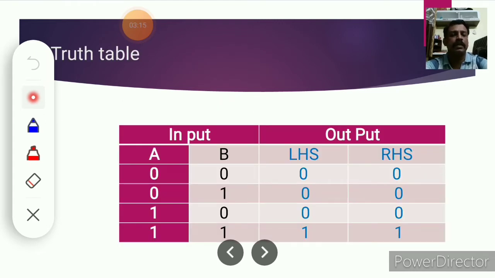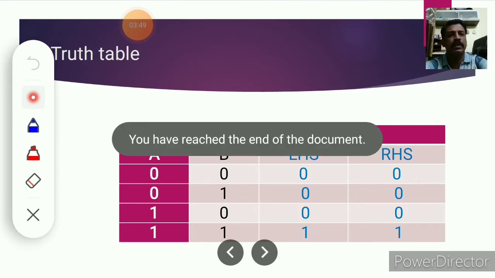This is the truth table for the second theorem. Here are LHS and RHS, and A and B are the two inputs. When both inputs are 0, the output is 1 on both sides. If any one input is 0, the output is 1. And when both inputs are 1, the outputs are 0. So this is the truth table for De Morgan's second theorem, that is (A dot B) complement is equal to A complement plus B complement. Okay, thank you.